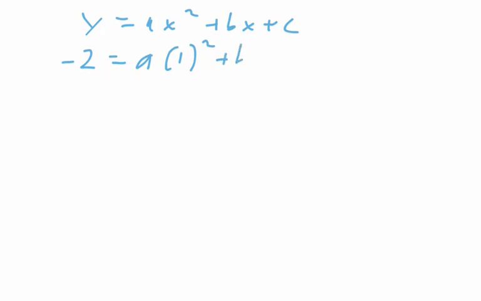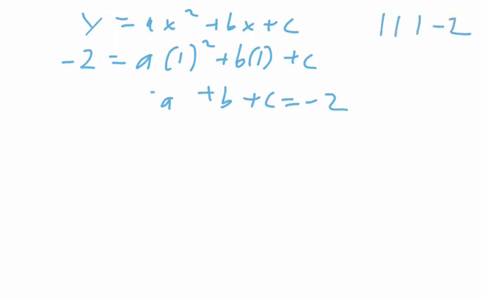Alright, so when we plug in our first equation into y equals ax squared plus bx plus c with the point of 1, negative 2, negative 2 equals a times 1 squared plus b times 1 plus c. So 1 squared is just 1, so we got a plus b plus c equals negative 2. So the top row of my matrix will be 1, 1, 1, negative 2.